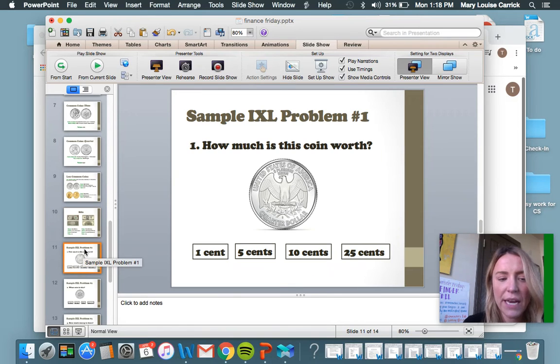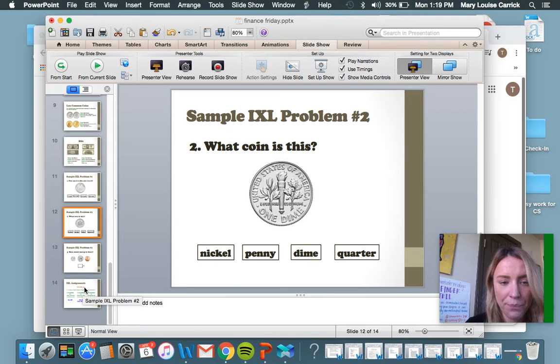And then, guys, just getting into some of the problems that you're going to see today for IXL, taking what we learned through this PowerPoint and applying it, you're going to need to answer questions like, how much is this coin worth? We see a large silver looking coin. It has a bald eagle on the back. I know that this is the back of a quarter. It is worth 25 cents. So you would click on 25 cents there and submit your answer.